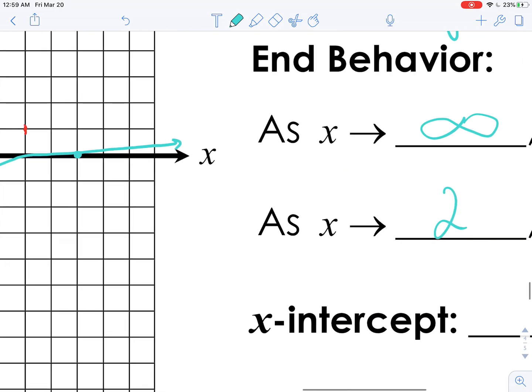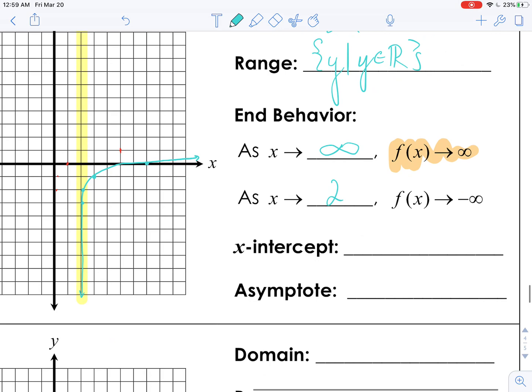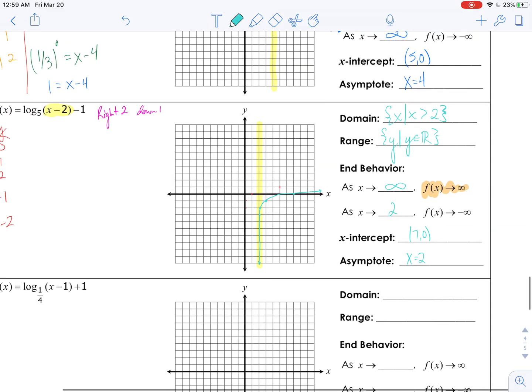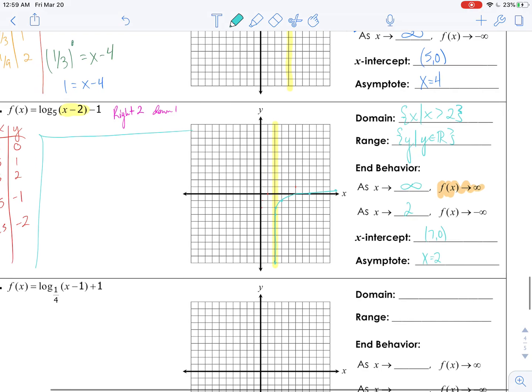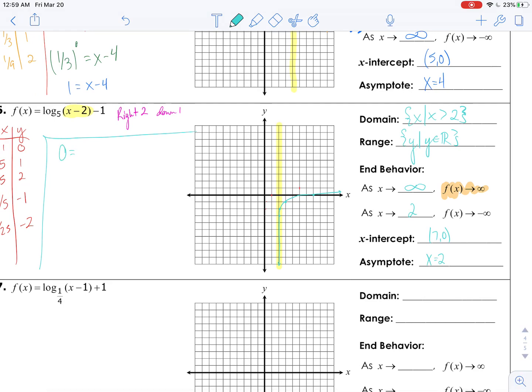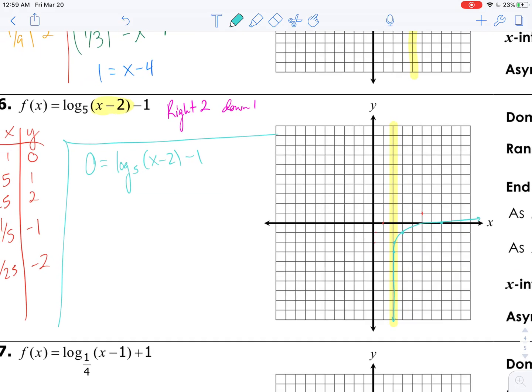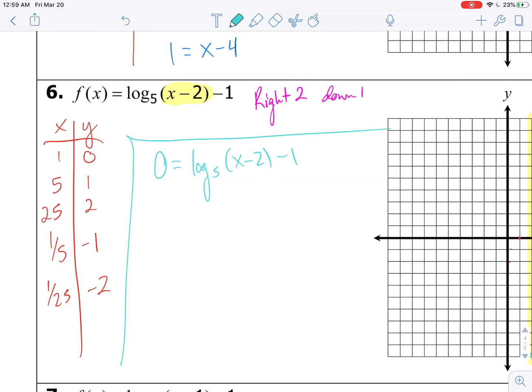When's my x-intercept? Well, we can check out our graph here. It's 2, 3, 4, 5, 6, 7. Looks like 7, 0. But again, we'll check that here in a second. And our asymptote is x equals 2. So let's check that x-intercept. We can plug in 0 for y. So 0 equals log base 5 of x minus 2, minus 1.